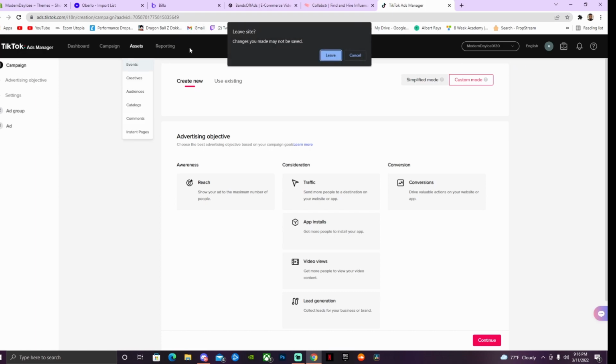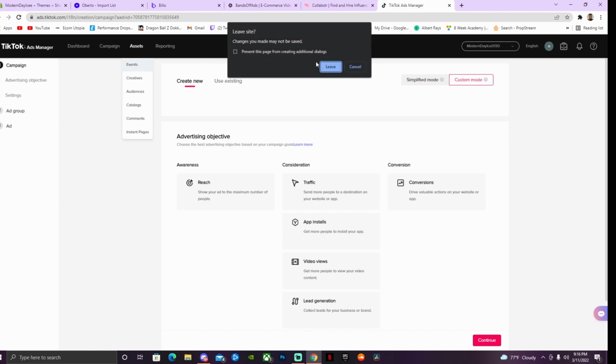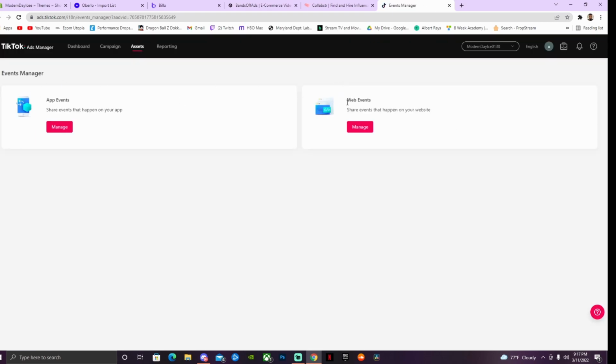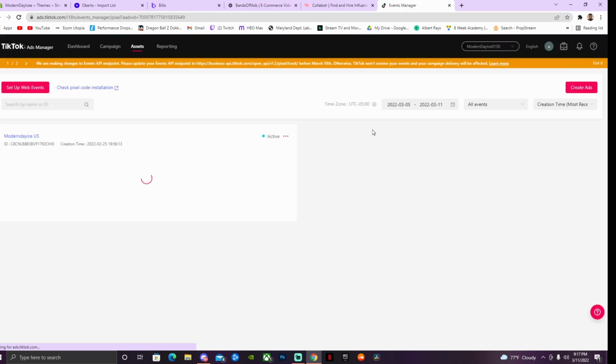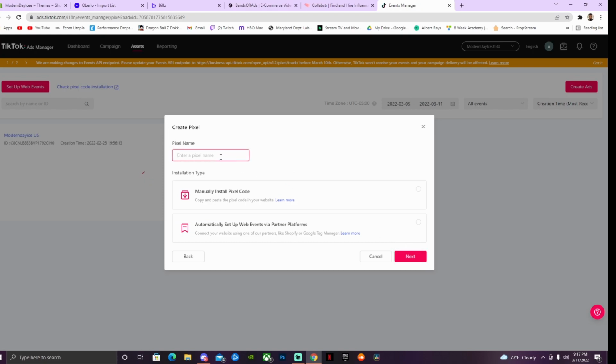You can do that by going to assets and using events. Events will take you to where it says web events. For web events, you would hit manage, and then you would hit set up web events, and this would create a new pixel. I have a pixel set up already, but you would hit TikTok pixel, then next, and then enter a name for your pixel. For instance, I would just enter the brand name and US, or the country you plan on marketing in.